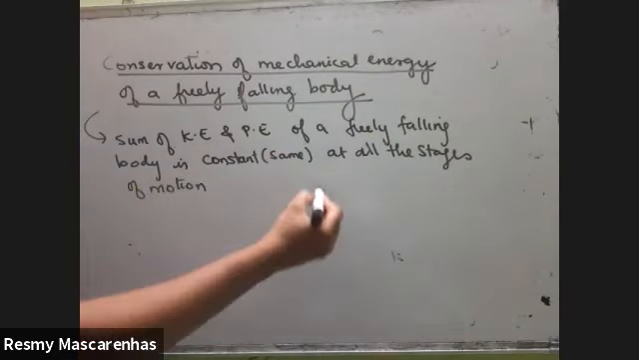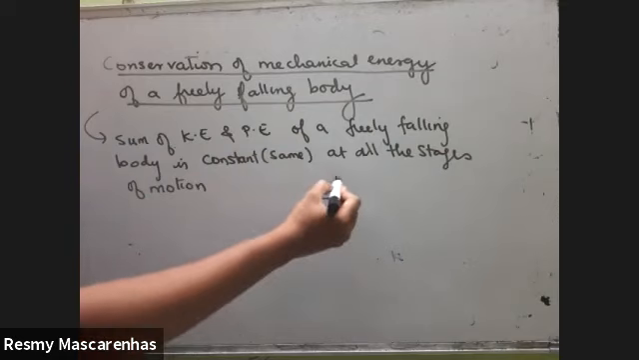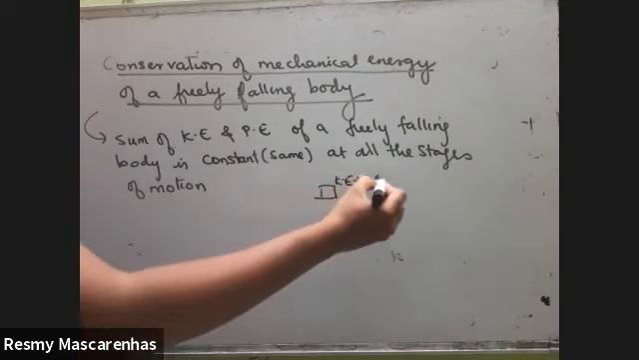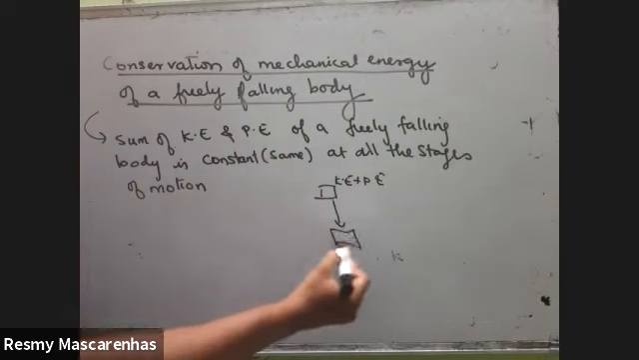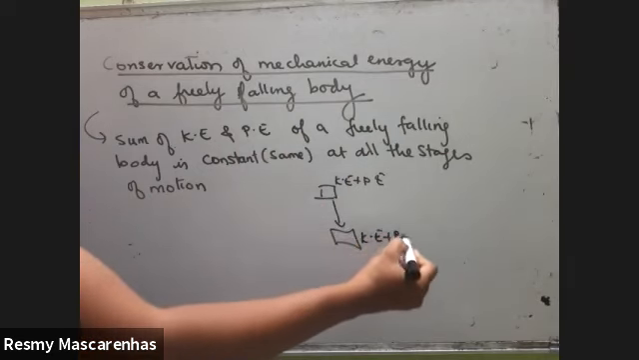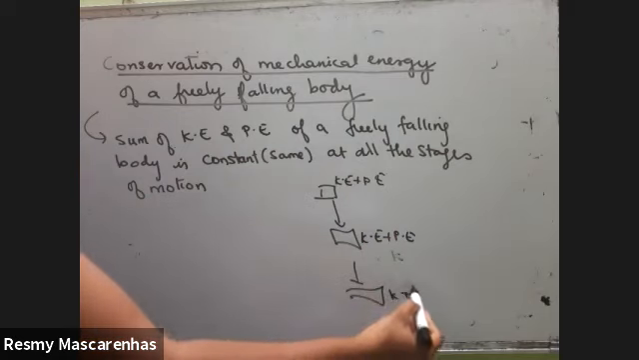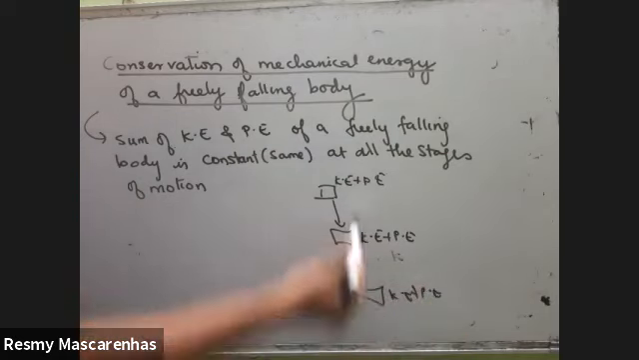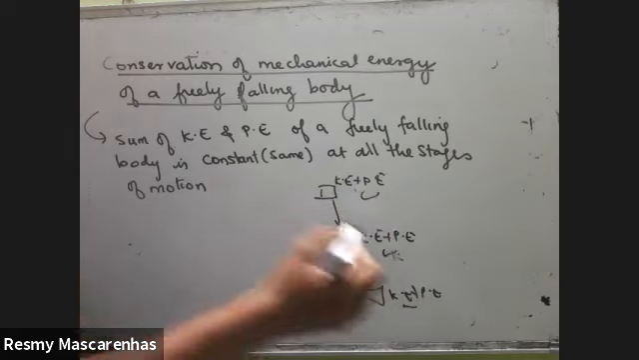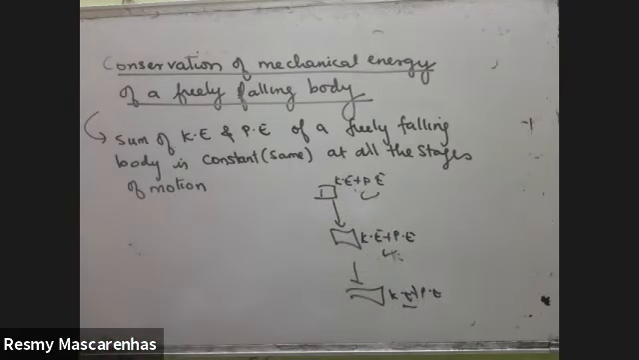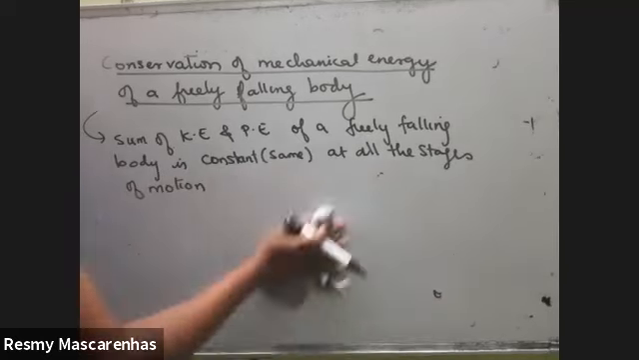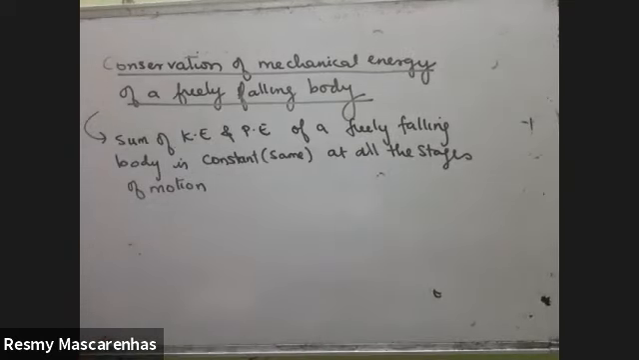Means what? If there's a box, KE plus P will be the same here. When it starts falling, in the middle also we'll calculate what is that KE plus P, and when it reaches almost the ground, then also we'll calculate and see what the total is. Everywhere this will have the same value. So total energy always remains the same throughout whenever the body is falling from a height. That is what we will prove.